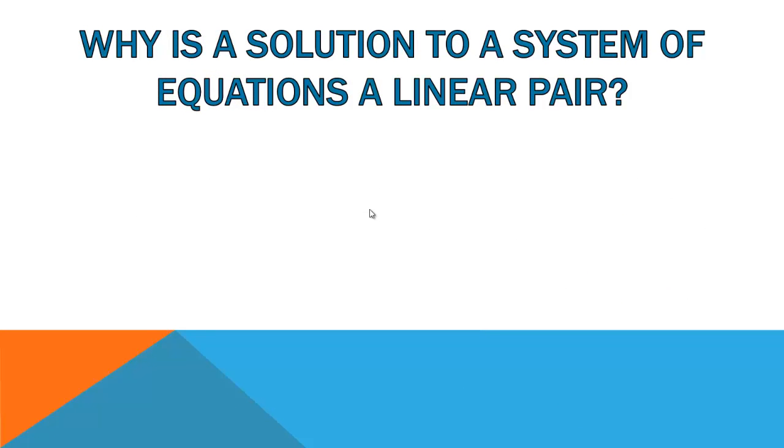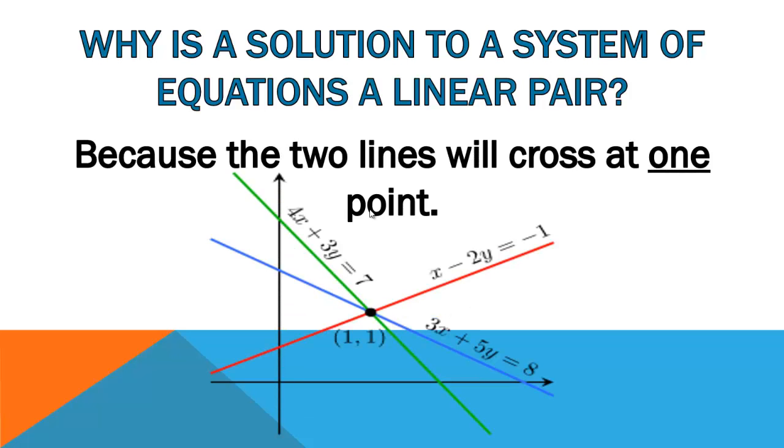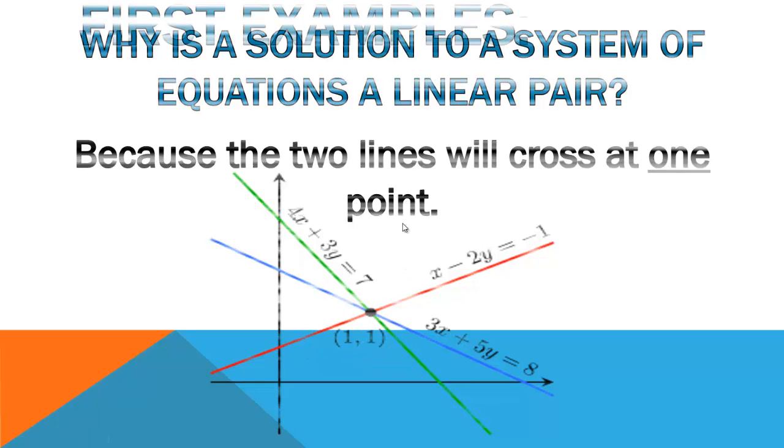Alright, so now the question that appeared on your quiz and will appear on your test is, why is the solution to a system of equations a linear pair? And that's because the two lines will cross at one point. So this point where they cross is a point on a graph, and so that's why it's a linear pair.